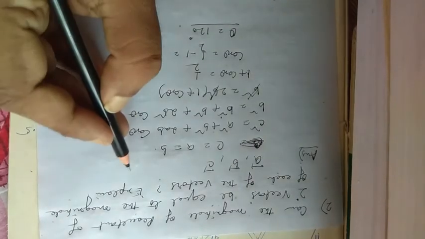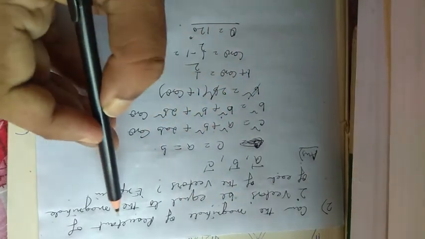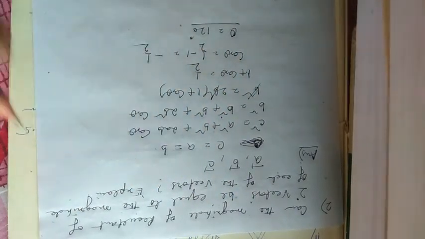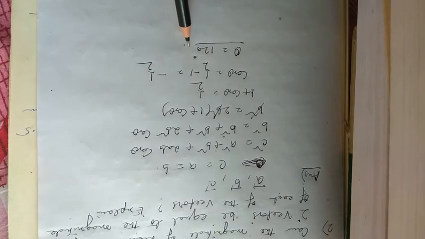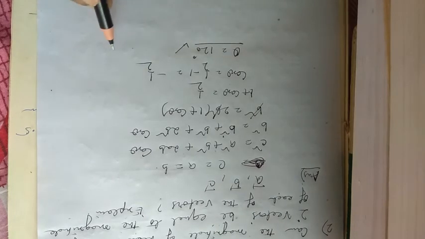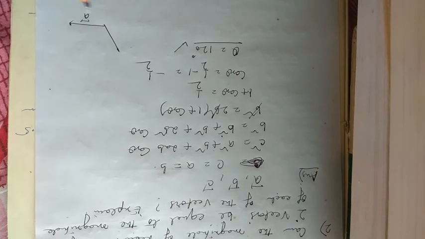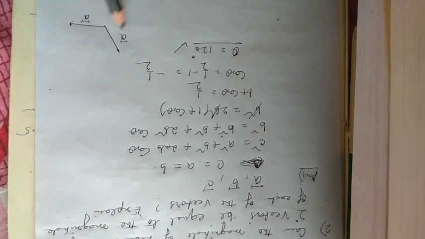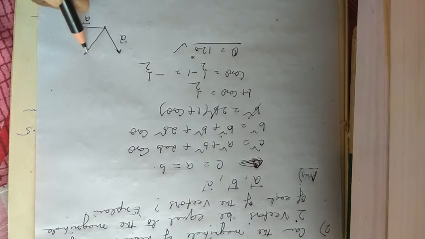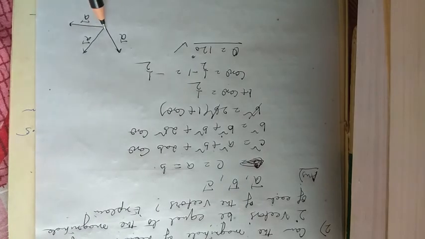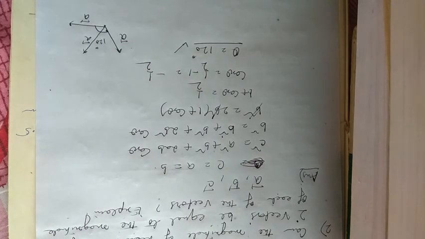So it was asked whether the magnitude of the resultant can be equal. Yes, it is possible. If the angle between the vectors is 120 degrees, then this happens. Vector A and vector B being of the same magnitude, the resultant will also be of the same magnitude if the angle between the two vectors is 120 degrees.